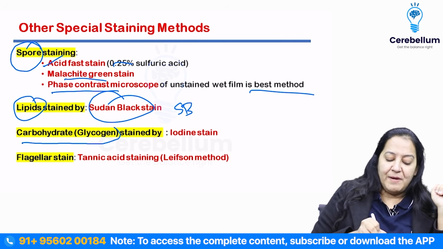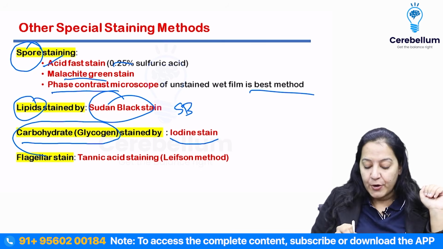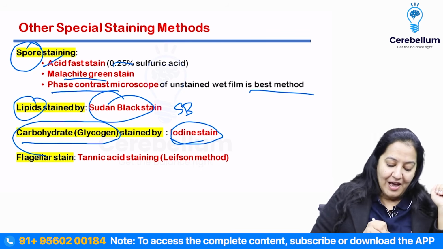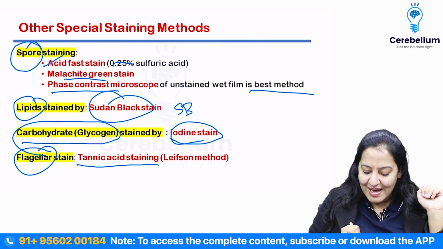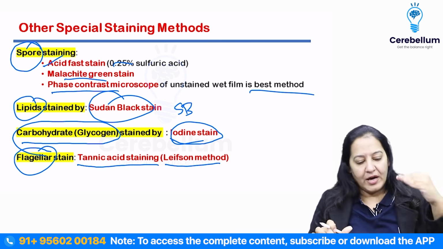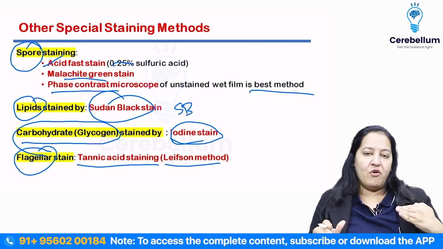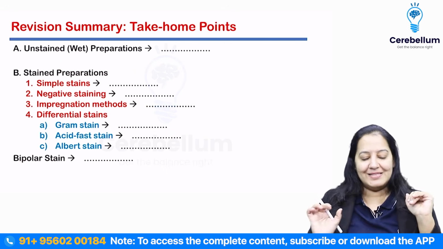For carbohydrates, especially for glycogen, we use iodine stain. For the flagella, we use tannic acid staining. It is known as Leifson method. Now, these all are your MCQs. Now, don't go into the details of all these. Just learn the names. That is more than sufficient.